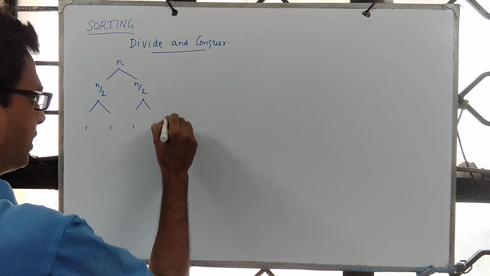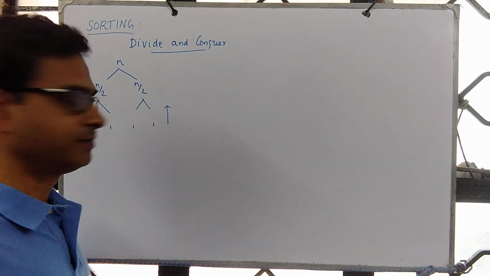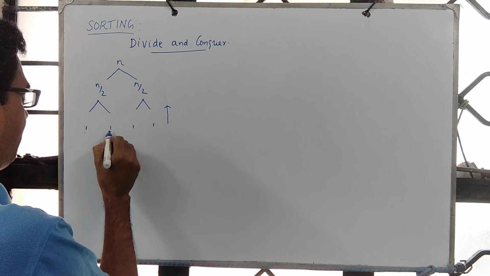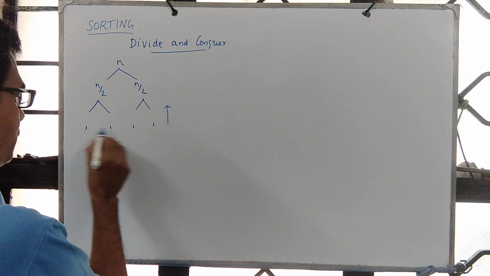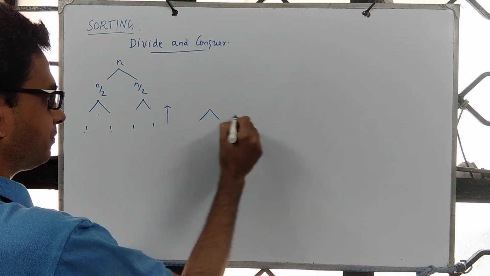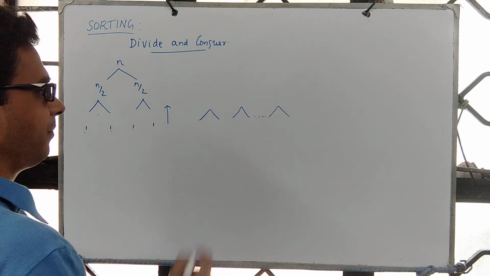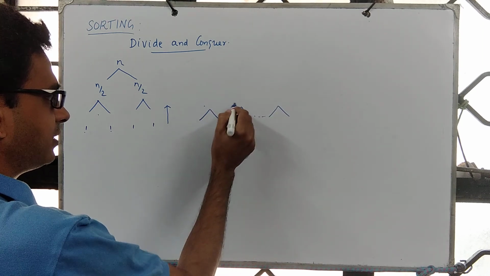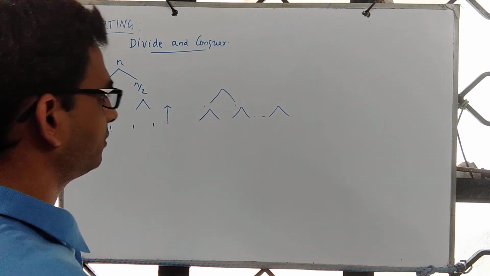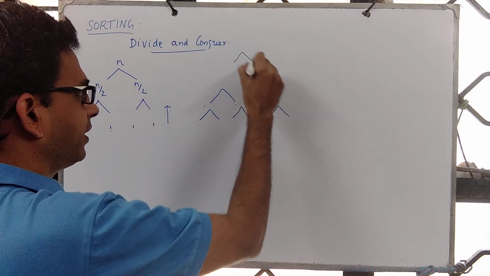Then we start computing the solution in bottom up fashion. So this one is sorted, this one is sorted. How do we merge these two sorted arrays to get a sorted array at this stage? Like that we keep doing at the last level. Then this is sorted, this is sorted. How do we merge these two to get a sorted array? This is precisely what we were doing until we hit the root.